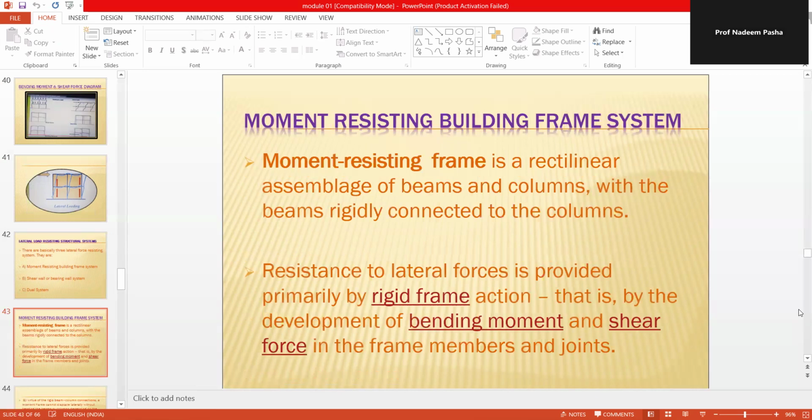So what exactly is a moment resisting frame? It is nothing but a rectilinear assemblage of beams and columns with beams rigidly connected to the columns.